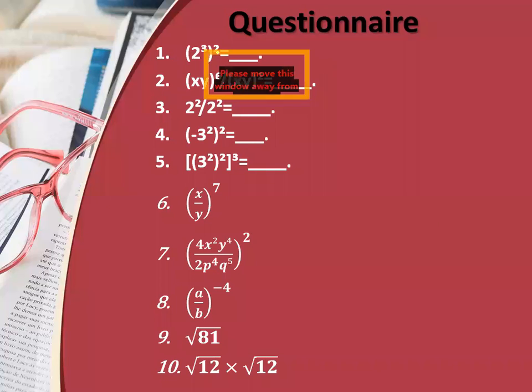2 raised to the power 5. Okay. 2 raised to the power 5 is not the answer. 2 power 6. Yes. You are going to multiply the power 3 multiplied by 2. Okay, 3 multiplied by 2. Now solve this one.